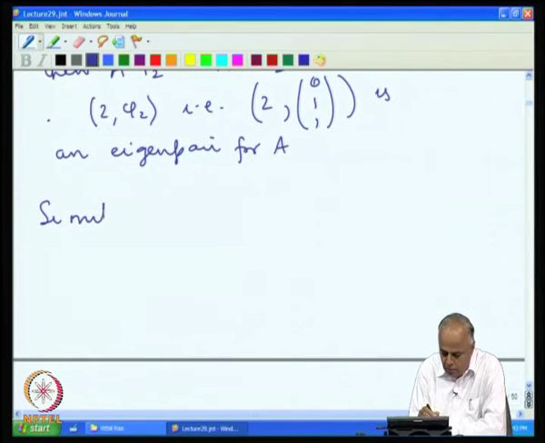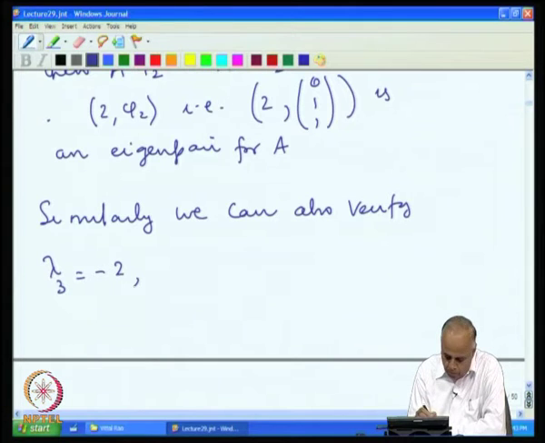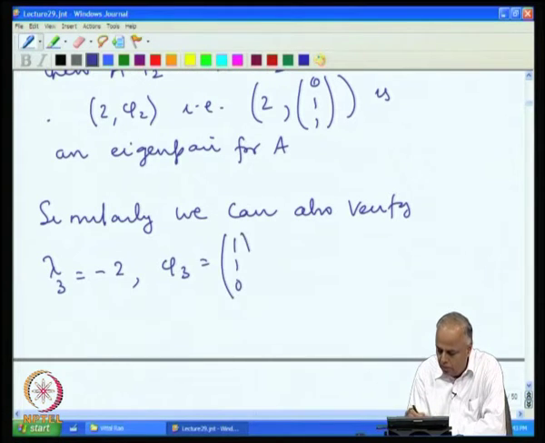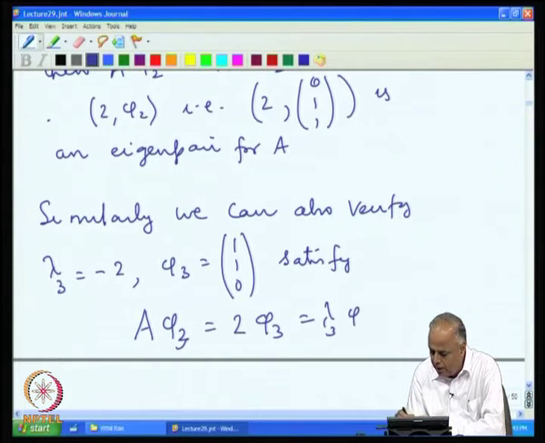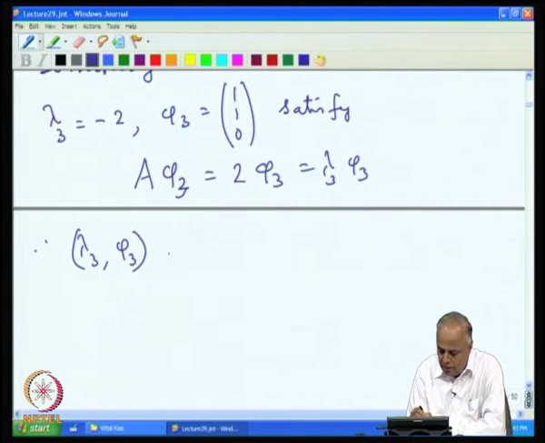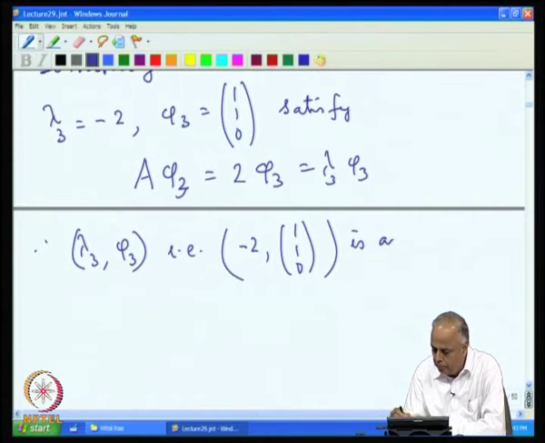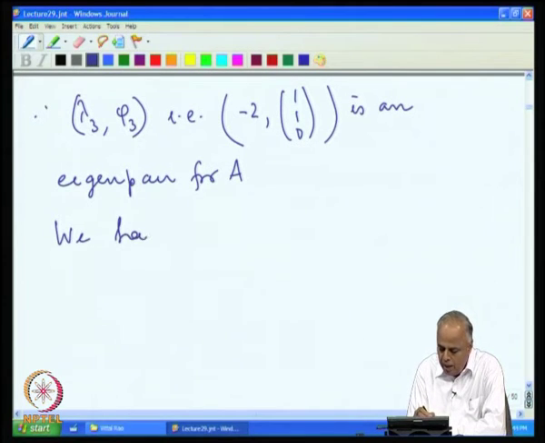Similarly, we can also verify one more eigenpair, lambda 3 equal to minus 2, phi 3 equal to 1 1 0, satisfy A phi 3 equal to minus 2 phi 3, that is lambda 3 phi 3, and therefore, lambda 3 phi 3, that is minus 2 and 1 1 0, is also an eigenpair for A. So, therefore, now we have 3 eigenpairs.